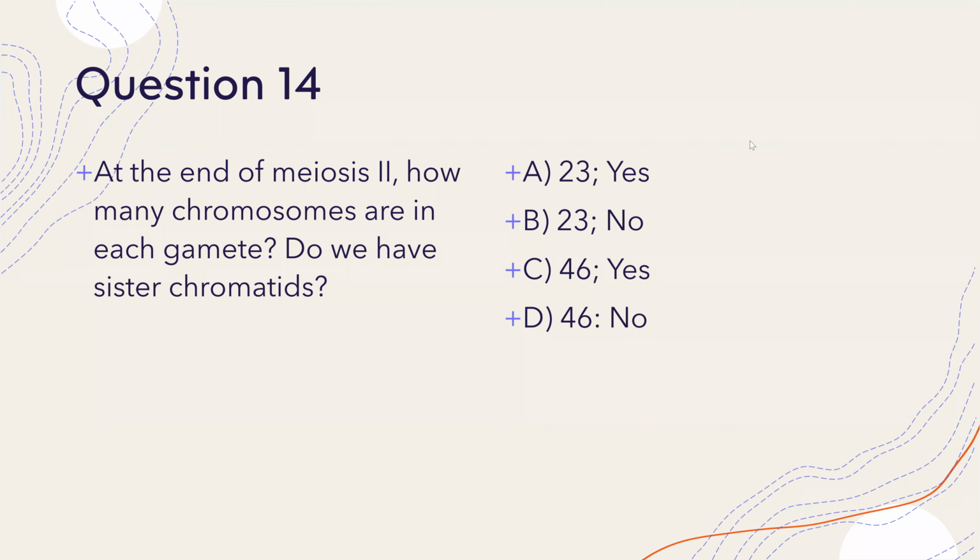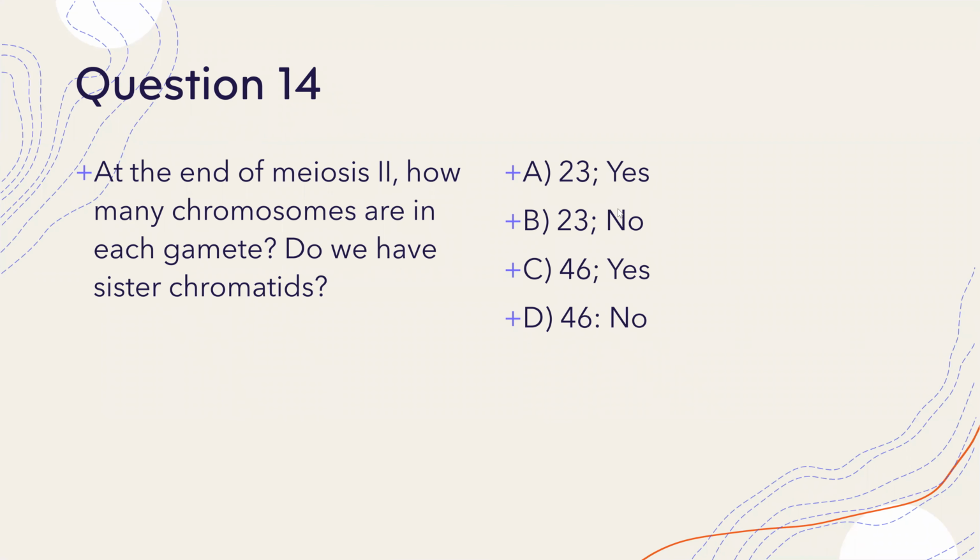All right, so at the end of meiosis 2, we will have an N ploidy, so 23 chromosomes. And since during meiosis 2, we split up the sister chromatids into two separate daughter cells, we won't have sister chromatids in any of the gametes since they are being split up into separate daughter cells. So the correct answer is B.